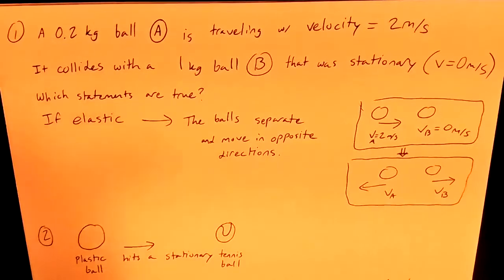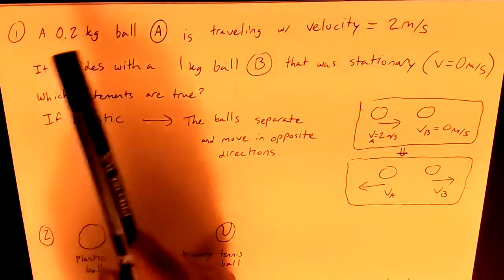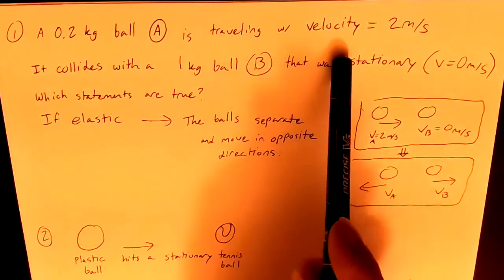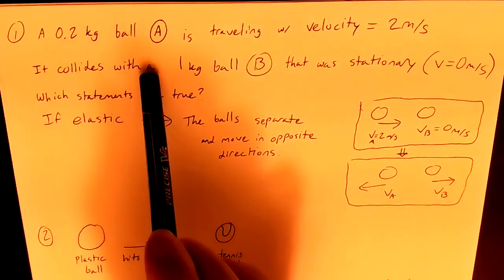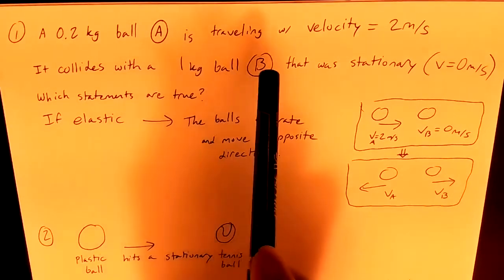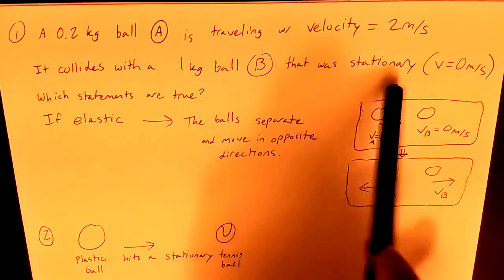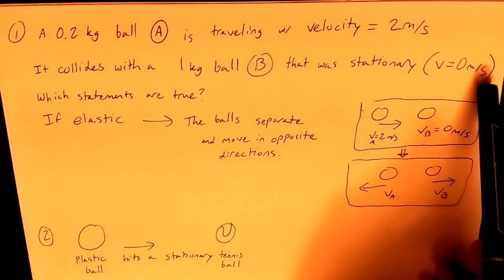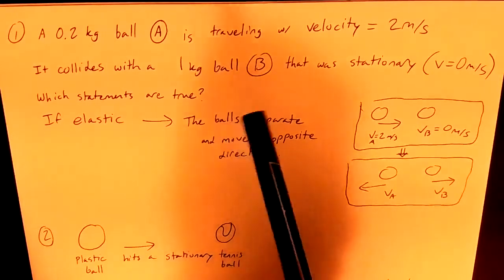All right. So in the first situation, we have a ball. We'll call it A. Its mass is 0.2 kilograms and it's traveling with a velocity of 2 meters per second. It collides with a 1 kilogram ball B. And ball B was stationary, which means the velocity was 0 meters per second. So which statements are true?